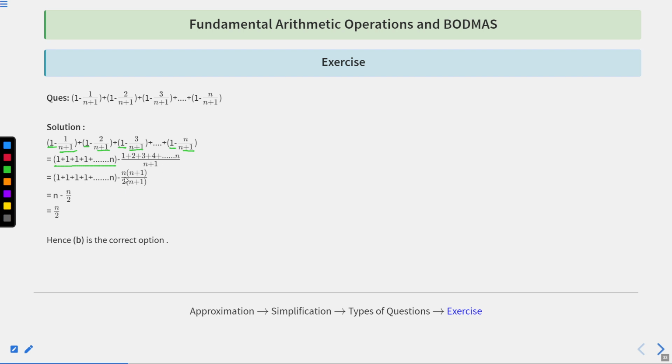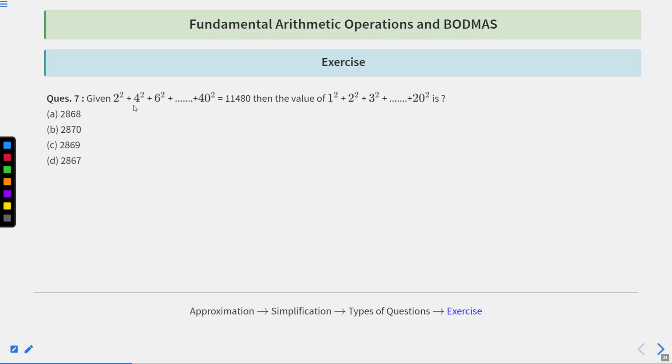And now try to recall the sum of the first n natural numbers. It is equal to n times n plus 1 upon 2. That is exactly what is written here. So this sum is going to be n, and on simplifying, this and this get cancelled. You will have n minus n upon 2. So it will be n upon 2. So the correct answer here is option number B.